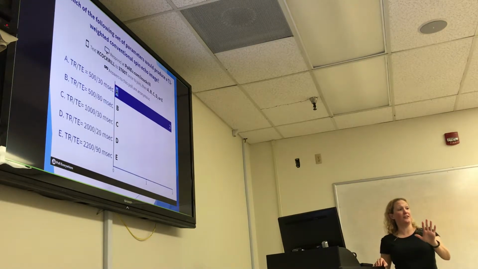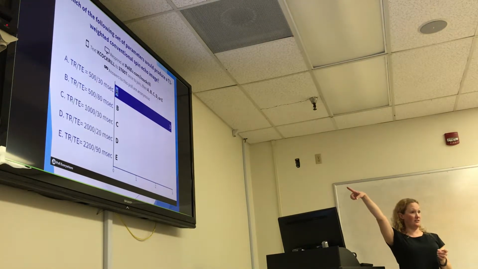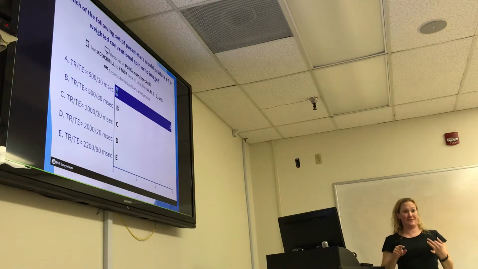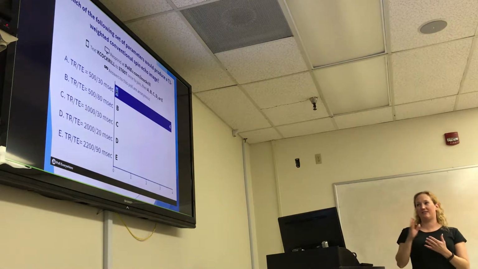They'll give you a picture and they'll say, which of these parameters created this image? And so you're not only going to have to know your ranges, but you're going to have to be able to first even identify what type of image that is. Is it a T1 or T2 or proton density, okay? So that's why it's really important that you sort of get this stuff down.